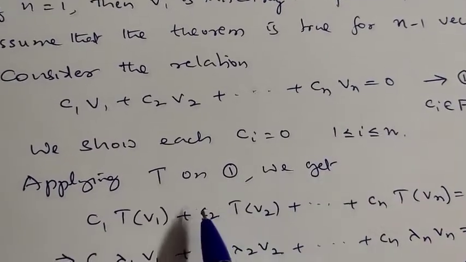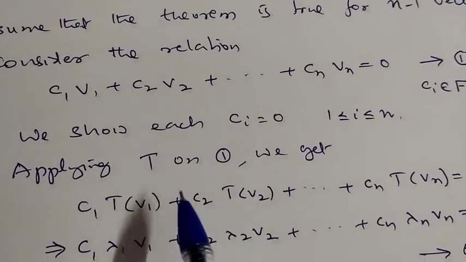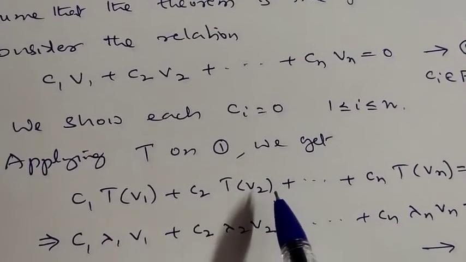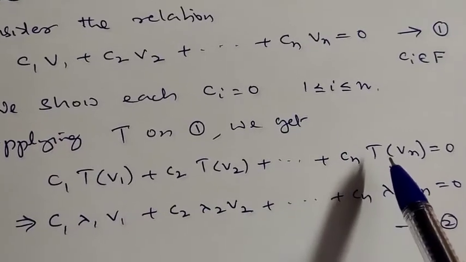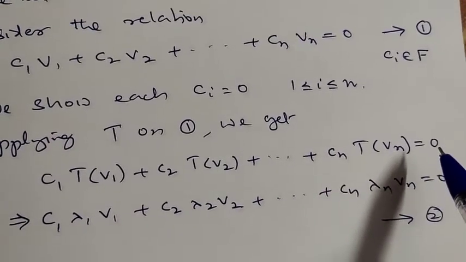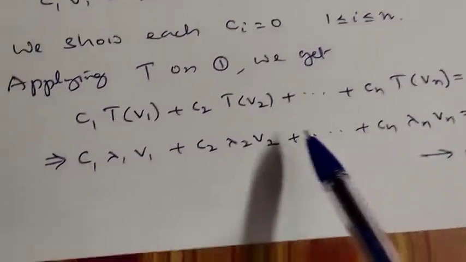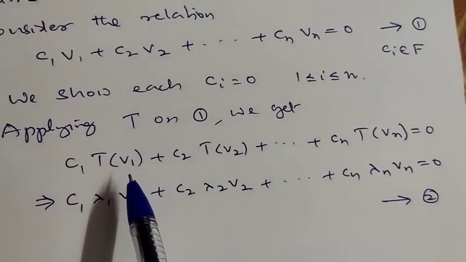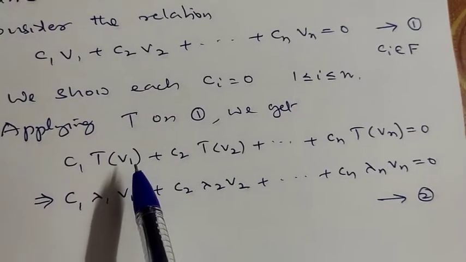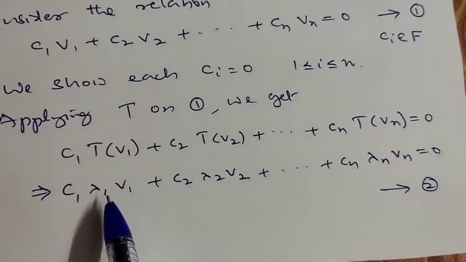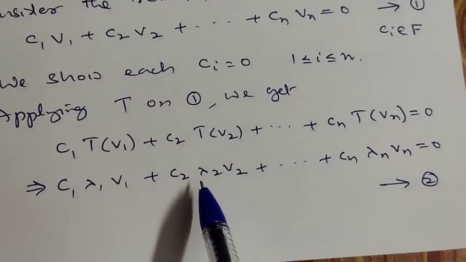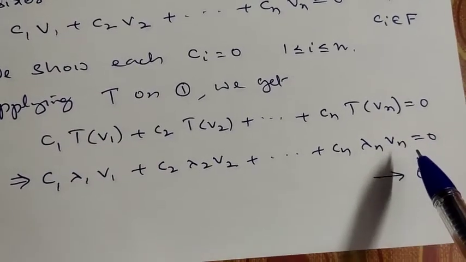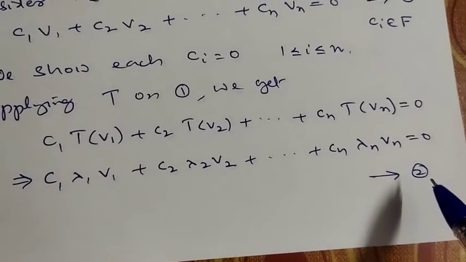What do you get? If you apply T, since T is linear, directly I can write c1 into T of v1 plus c2 into T of v2, etc., cn into T of vn is equal to T of 0. T of 0 is 0 itself. So this is equal to c1 into, what is T of v1? So v1 is the eigenvector corresponding to the eigenvalue lambda 1. Therefore c1 into lambda 1 v1 plus c2 into lambda 2 v2, etc., cn into lambda n vn. So you call this by number 2.